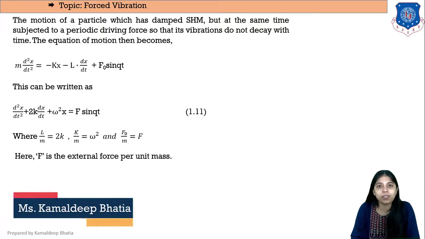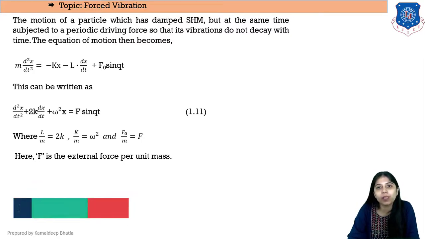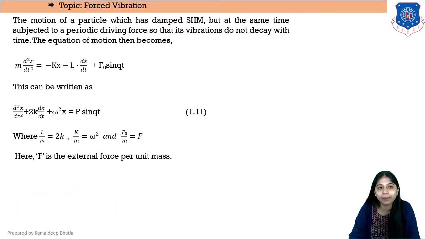So in this session, let us start with forced vibrations. The motion of a particle which has damped simple harmonic motion, but at the same time is subjected to a periodic driving force so that its vibrations do not decay with time, right?